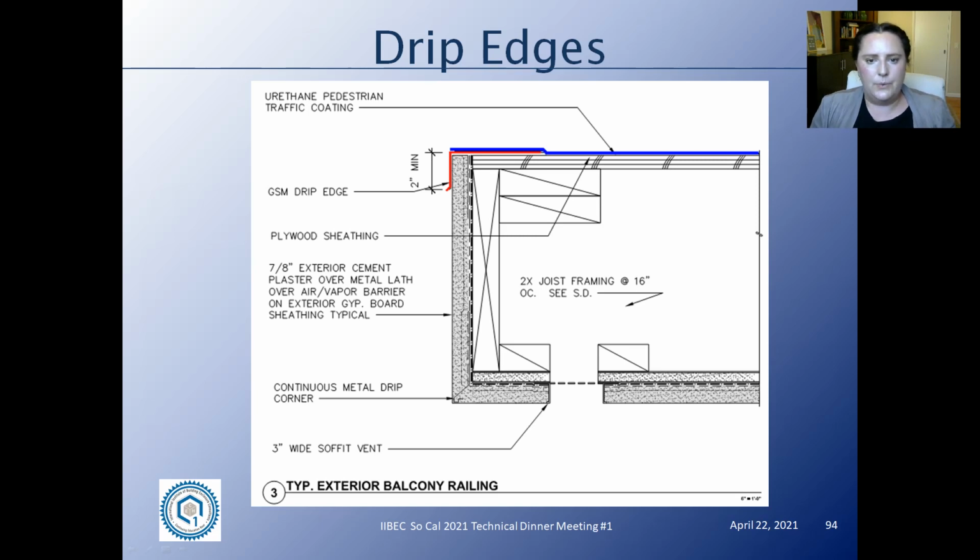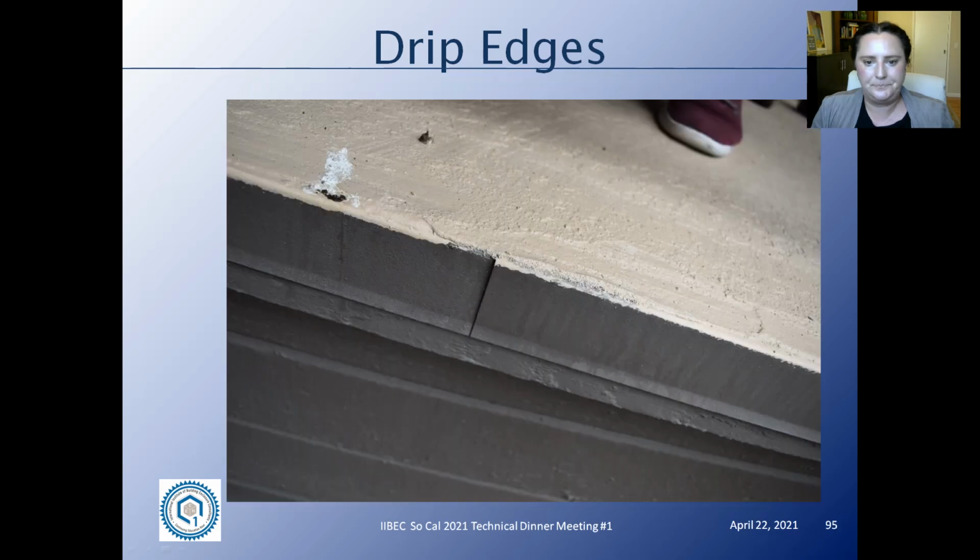So what happens is right where the sheet metal flashing ends, this joint here within the traffic coating tends to be a weak point. This drip edge heats up from the sun and can expand. It has differential movement between the plywood and the drip edge, and it can generally cause a crack right along the seam and allow water in.